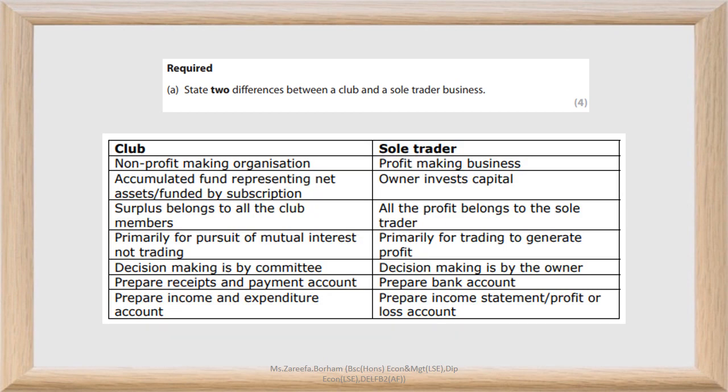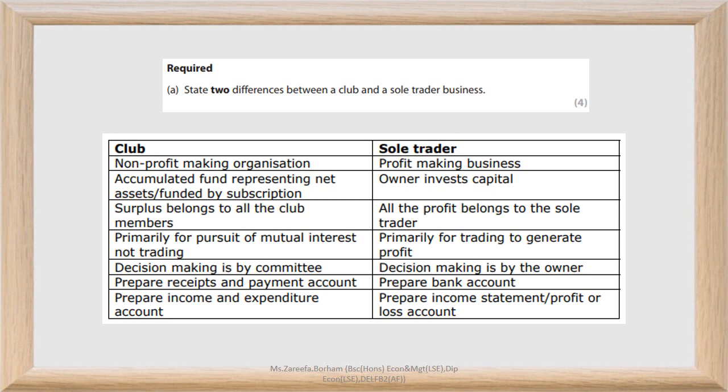First, a club is normally a non-profit making organization. However, a sole trader business is always a profit motive one. Secondly, the club is funded by the accumulated fund, which indicates the net assets. This is usually the accumulation of the subscription income and donations. But a sole trader business is usually funded by owners' investments, known as capital, mainly.